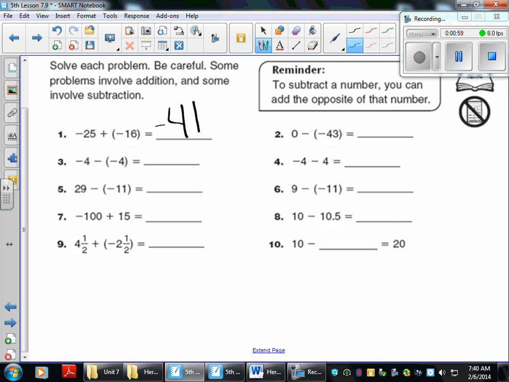I took negative 25, I went to the left another negative 16 spaces because I owed you more money. Now I owe you $41. Lucky you. For number two, we can use our leave, add, change rule.